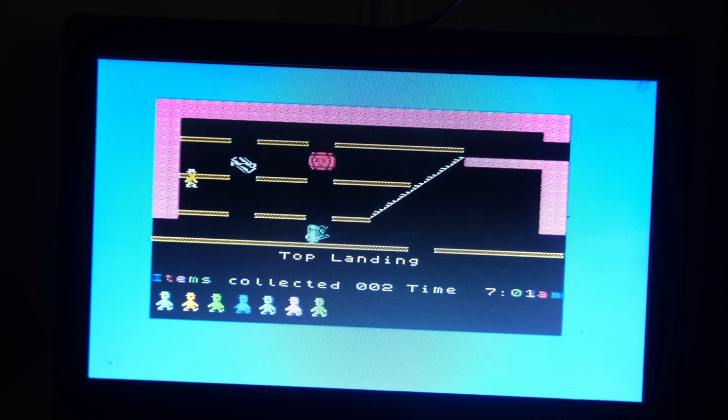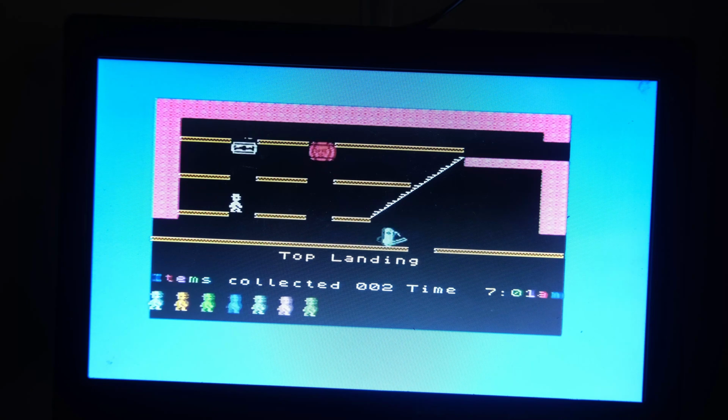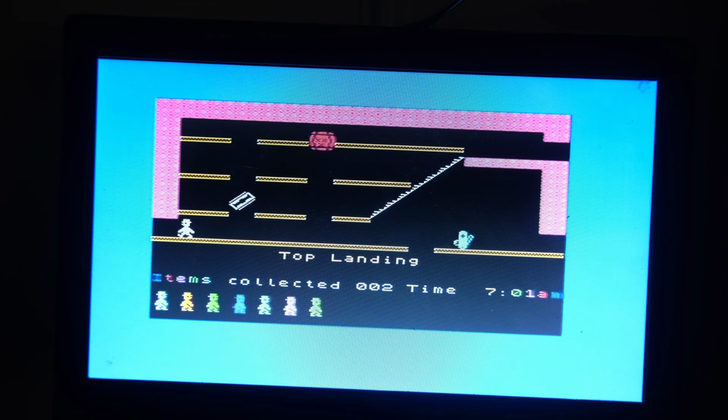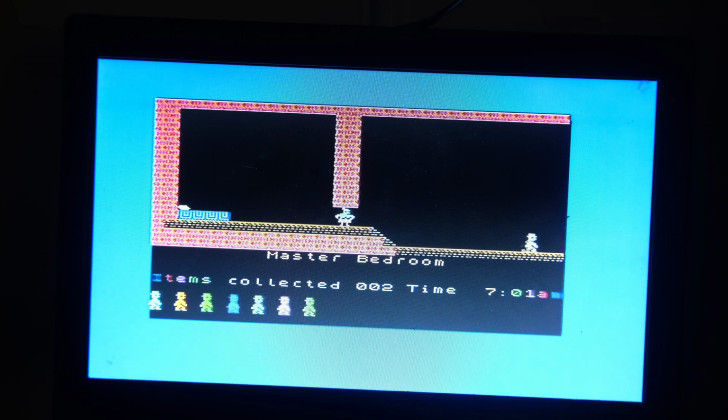I think we'll go with Jet Set Willy. And I must say, the image is really good on this machine, considering everything it's been through. There's not much dot crawl, it looks really good.